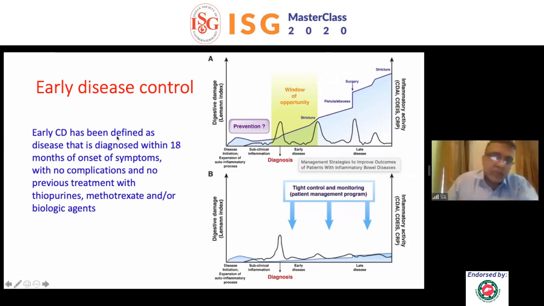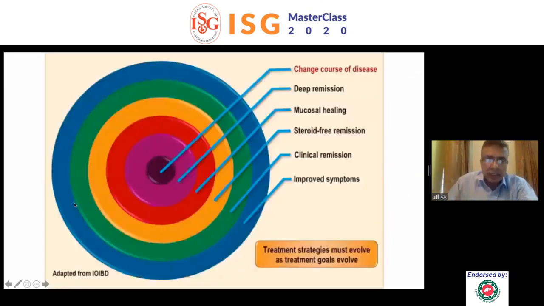And what is the definition of early Crohn's disease? Diagnosed within 18 months of onset of symptoms with no complications, no previous treatment with any of the immunomodulator agents. So treat to target. What is the target? The target was initially improved symptoms 20, 30, 40 years back, then clinical remission, steroid-free remission, then 5-7 years back mucosal healing, then include histological healing and change the course of disease. So this is how the targets are changing.